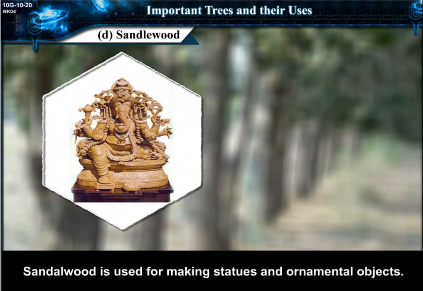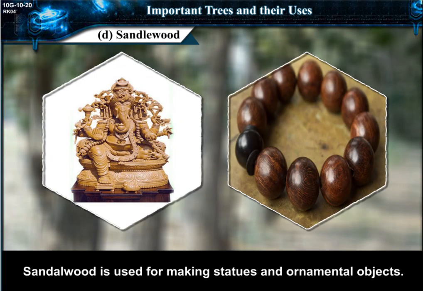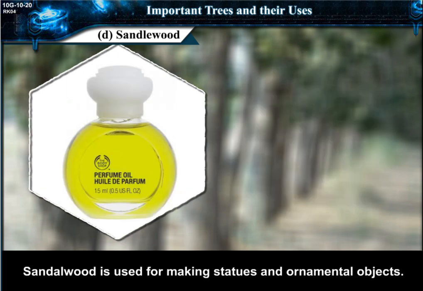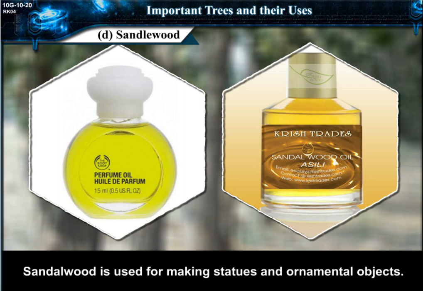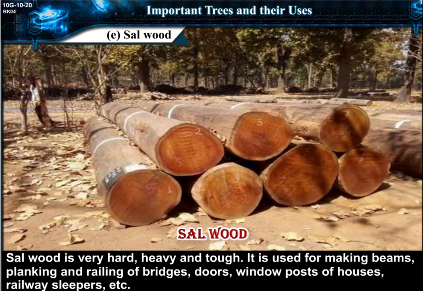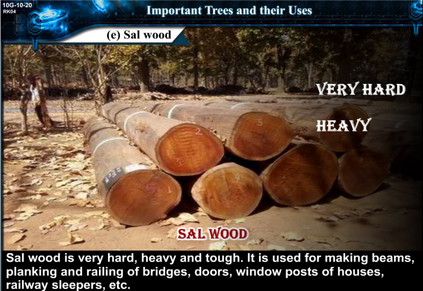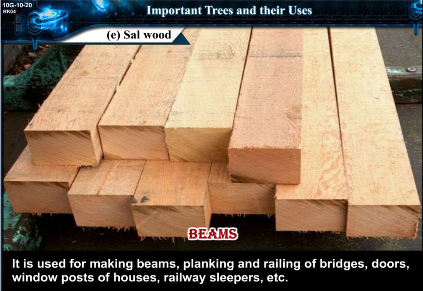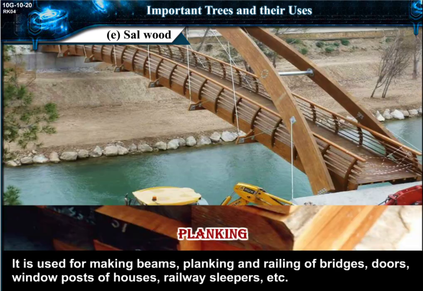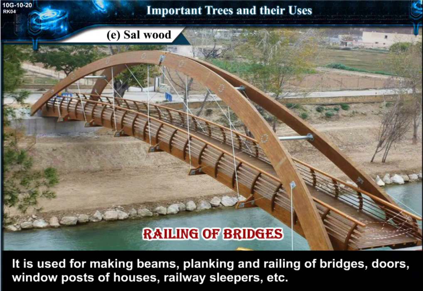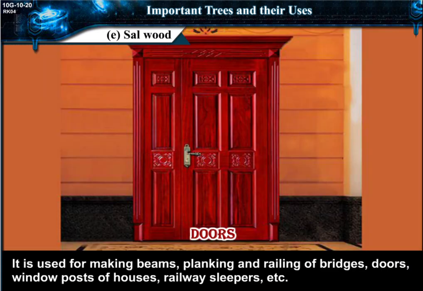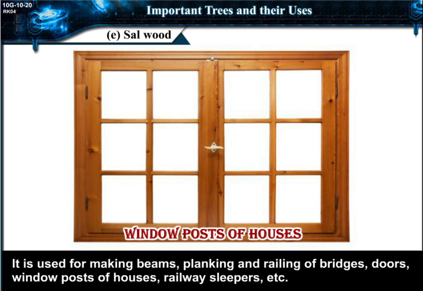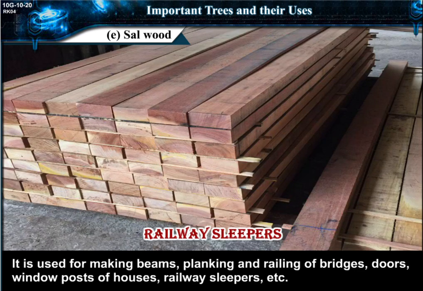Sandalwood is used for making statues and ornamental objects. It is also used in making aromatic substances and for extracting sandalwood oil. Sal wood is very hard, heavy, and tough. It is used for making beams, planking, and railing of bridges, doors, window posts of houses, railway sleepers, etc.